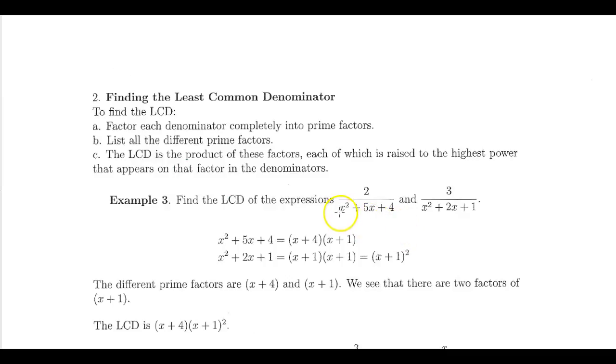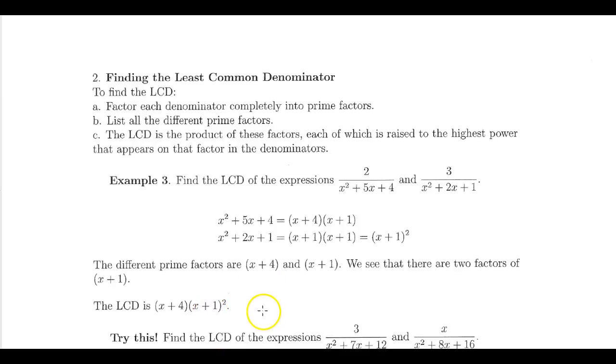So if we look at the first denominators, x squared plus 5x plus 4, that factors into x plus 4 times x plus 1. X squared plus 2x plus 1 is x plus 1 times x plus 1, which is x plus 1 squared. So now we have prime factors, and we want to take each factor. The different prime factors are x plus 4 and x plus 1, but there are two factors of x plus 1. So we need to take the highest power that appears on any factor. So we need to take x plus 1 squared. So our least common denominator is going to be x plus 4 times x plus 1 squared.